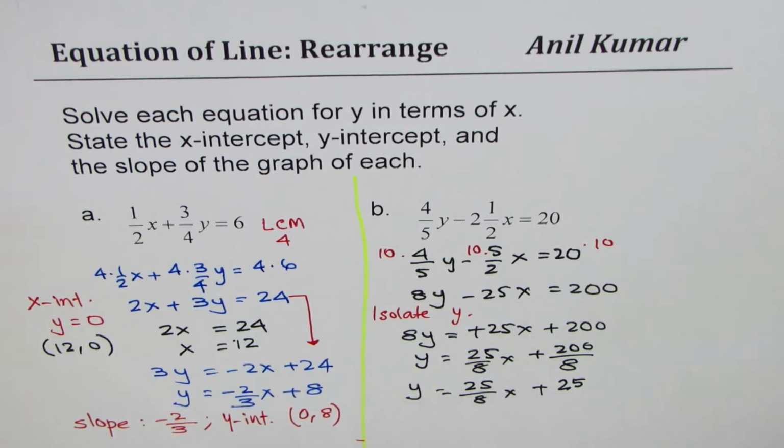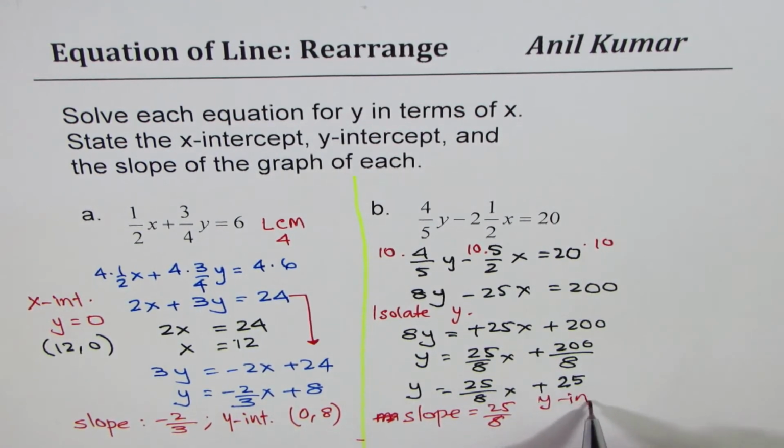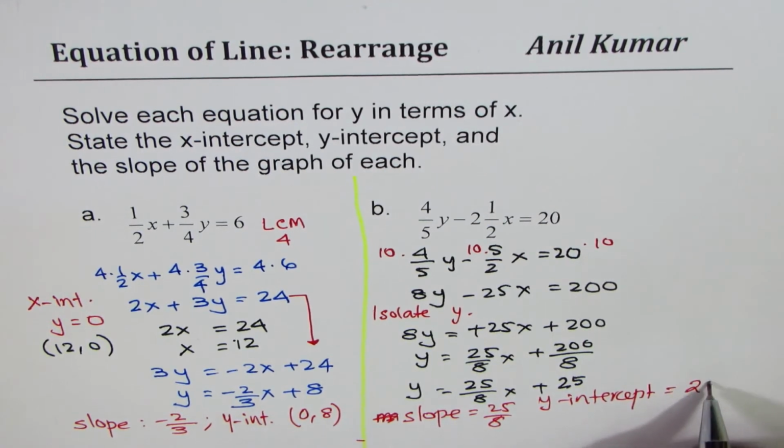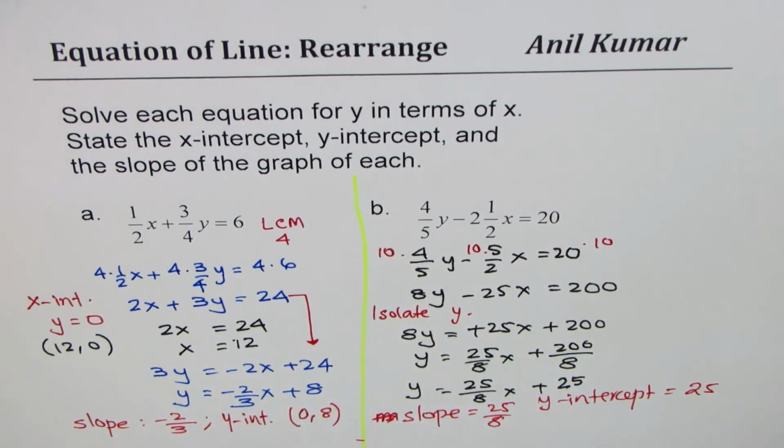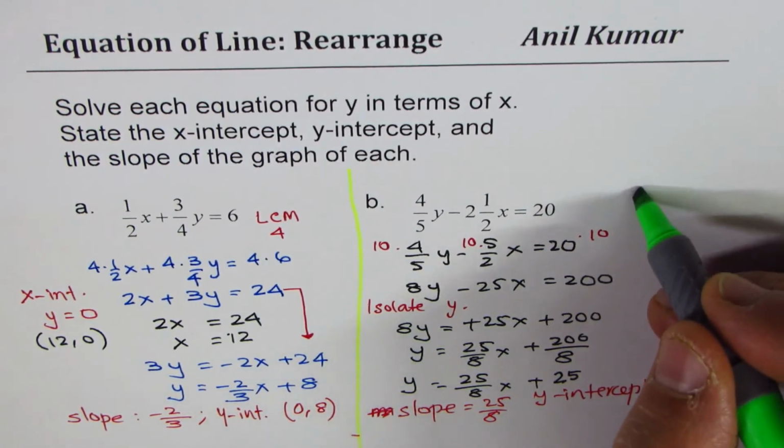Now, from here, we can read slope and y-intercept. So we know slope m is 25 over 8. That is the slope. And y-intercept is 25, correct? The y-intercept is 25. Now we need to still find the x-intercept. That's the key, right?